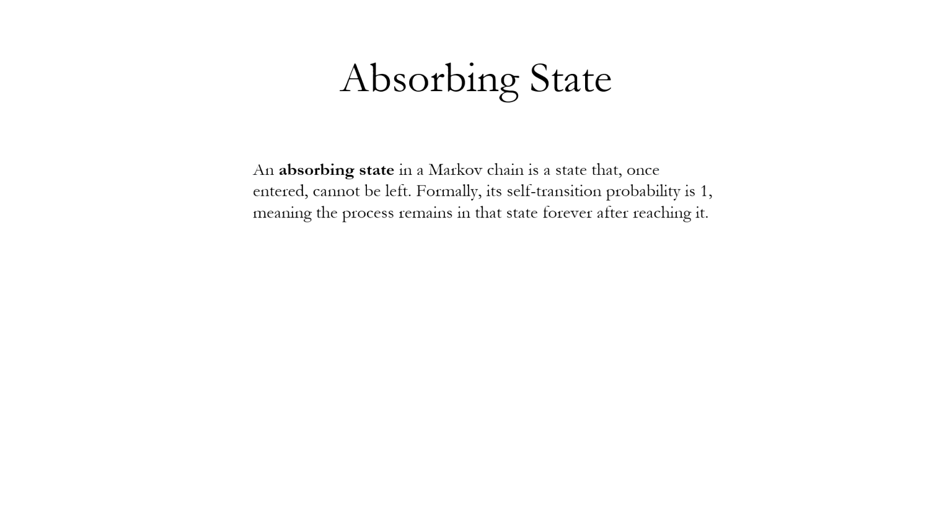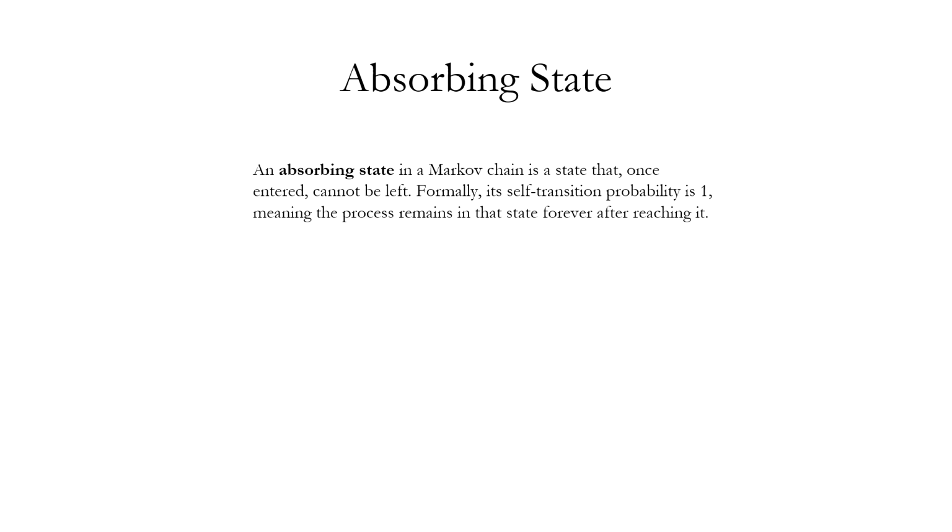So let's quickly talk about an absorbing state. An absorbing state in a Markov chain is a state that once entered cannot be left. Formally, its self-transition probability is 1, meaning the process remains in that state forever after reaching it.